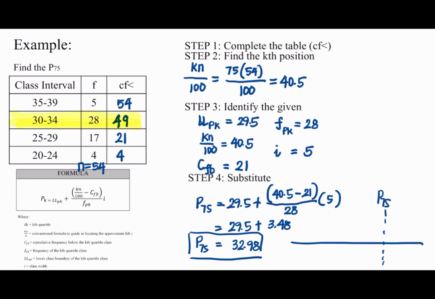The division would be the lower 75% of the class and the upper 25% of the class. If your score is greater than 32.98, therefore you belong to the upper 25% of the class. But if your score is less than 32.98, then you belong to the lower 75% of the class.